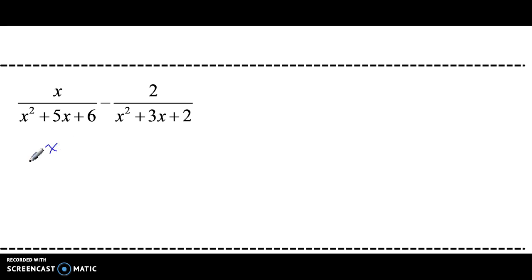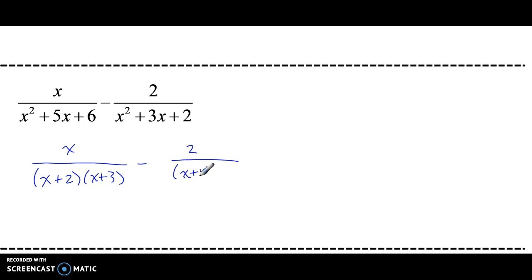Okay, so this first fraction, its denominator, factors into x plus 2 times x plus 3. I just realized I need a little more space. Let me scooch that sideways. There we go. The second fraction factors into x plus 2 times x plus 1. So, the x plus 2, that's already common to both. The fraction on the left, what it's missing is an x plus 1. The fraction on the right, what it's missing is an x plus 3.